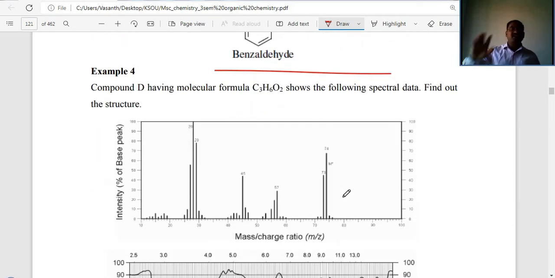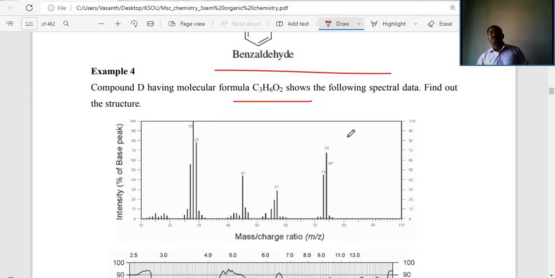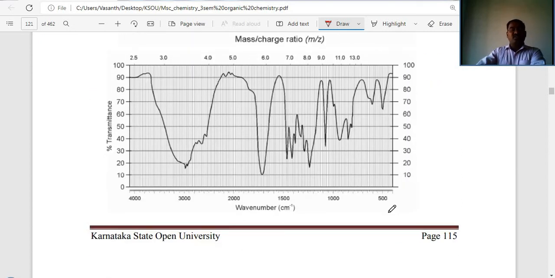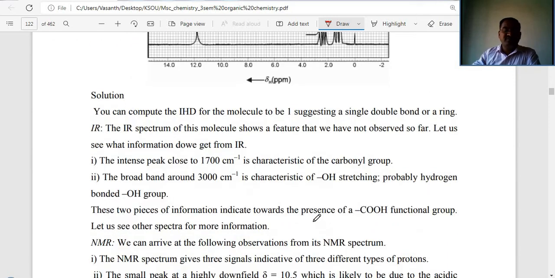Next, the compound D, having molecular formula C3H6O, shows the following spectral data. Here is the intensity versus mass-to-charge ratio, and here is the transmittance graph of the previous one.